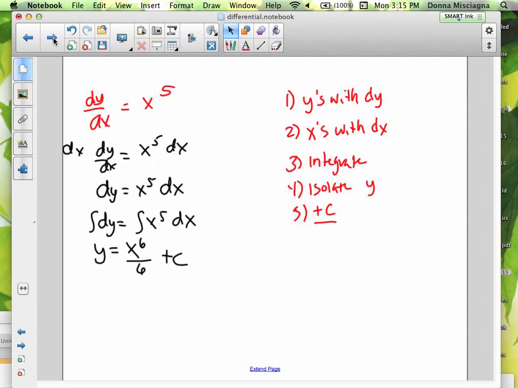Okay, so here we have dy dx equals x to the 5th. The y's go with dy, the x's go with dx. So all you have to do is multiply both sides by dx. Then you'll integrate, isolate y, and don't forget your c. Okay, I usually add the c at the end myself. So on this one here, we multiply by dx. We have dy equals x to the 5th dx. And then integrate, we have y equals x to the 6th divided by 6 plus c. So it's a nice, easy, separable equation.